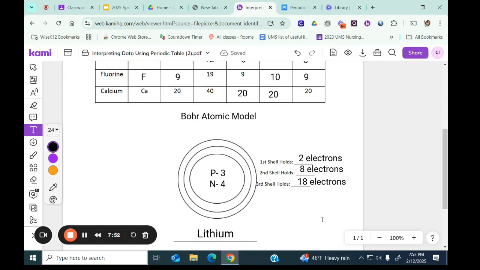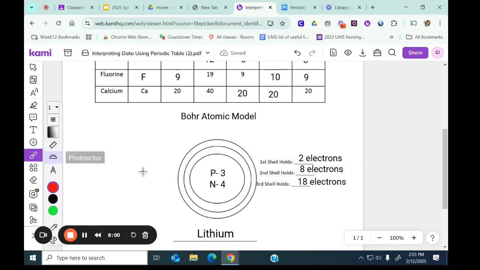So number of neutrons is going to be 4. Now we're looking at the number of electrons here. So if the first shell will hold 2 electrons, and we have a total of 3 because protons and electrons are the same, we're going to draw 2 electrons in our first shell. This is our first energy shell. It's the one that's closest to the nucleus. We're also going to kind of spread them out because they are both negatives and like charges repel each other. So we've got 2 in the first shell. That leaves us with 1 electron, and it's going to go in the second shell.